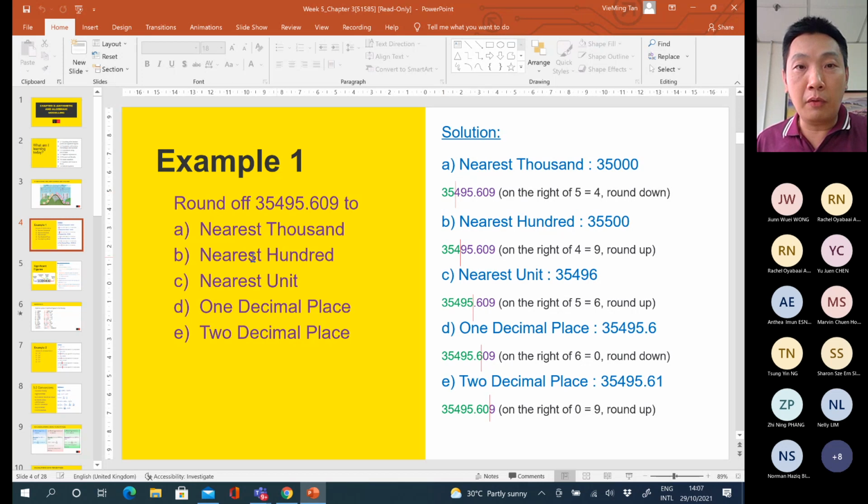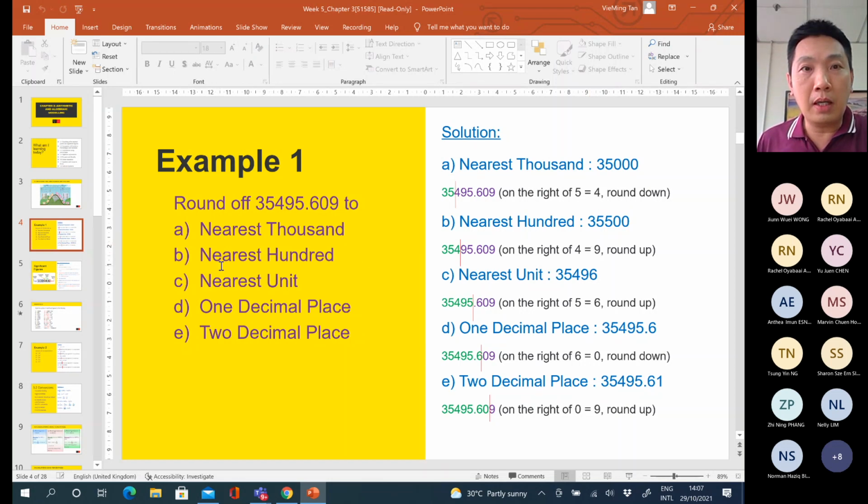Now, if we want to round the number to the nearest 1,000, that means 1,000 refers to this 5. Next we need to look at the next digit. What is the number after 5? The number after 5 is 4. 4 is less than 5, so we should round down. Round down means the remaining numbers after the 1,000 digit should be equal to 0. So you get 35,000. That is the answer.